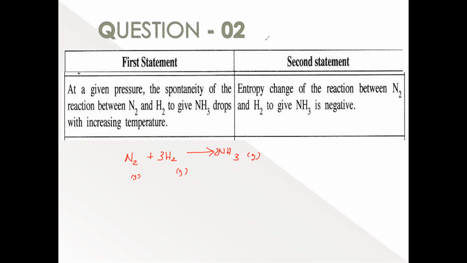you have 4 moles of the reactant. How? 1 plus 3. You have 4 moles of the reactant, hence you have 2 moles of the product. So the reaction favors the forward reaction.